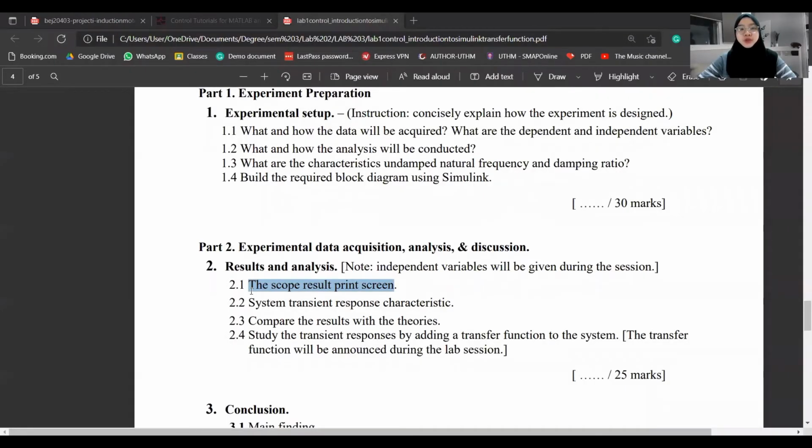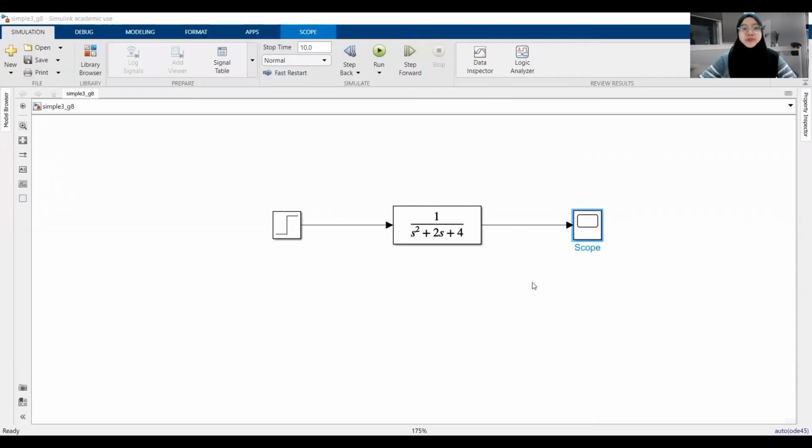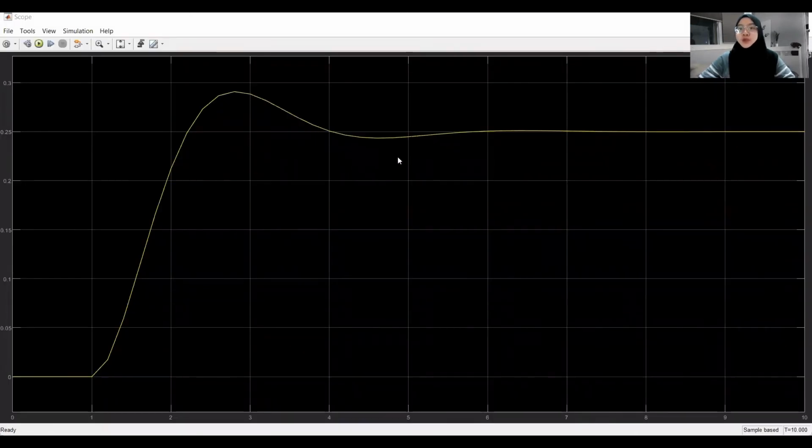So from part 2, the scope result is pristine, which means we need to find the Simulink result. By following the impedance variable given in the instruction, we run the Simulink to get the result. By pressing the scope twice, we get this graph, and this is our result.